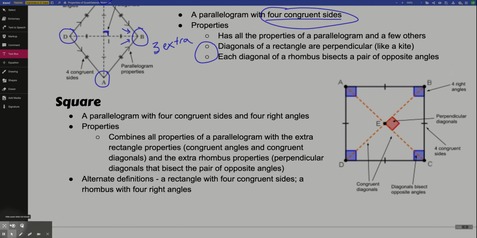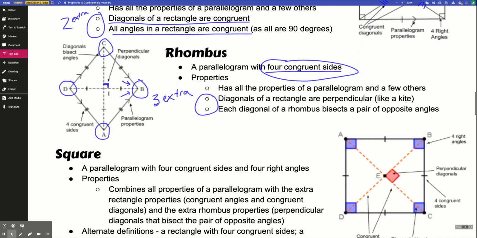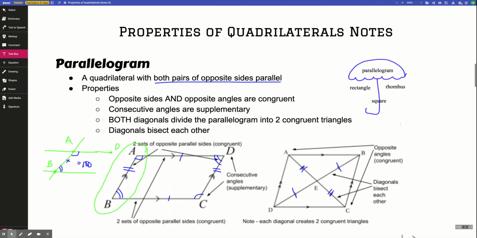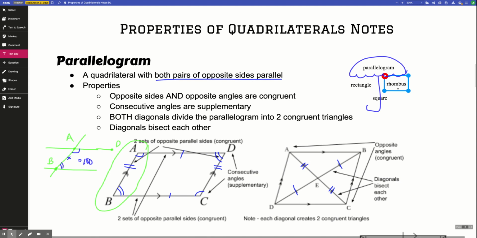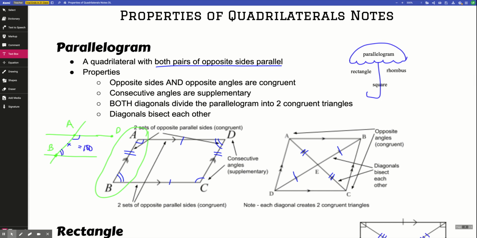So if we kind of go back up to our umbrella, the square has all of the extra properties of the rectangle and the rhombus, plus the properties of the parallelogram. Okay, so that is essentially it for this video.